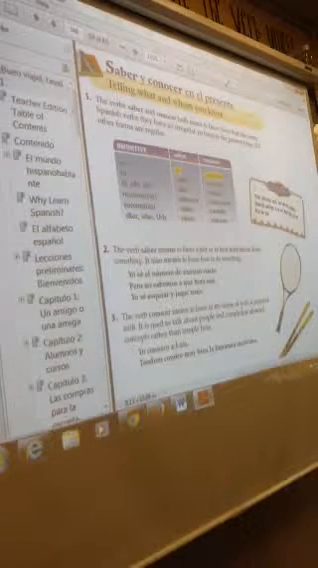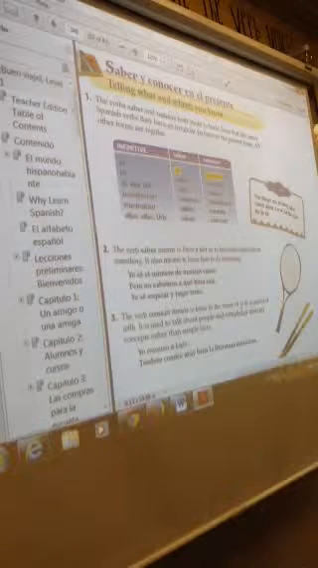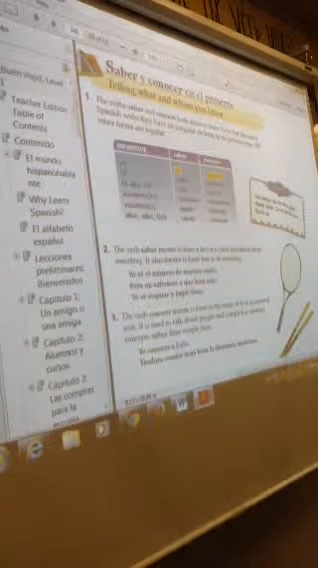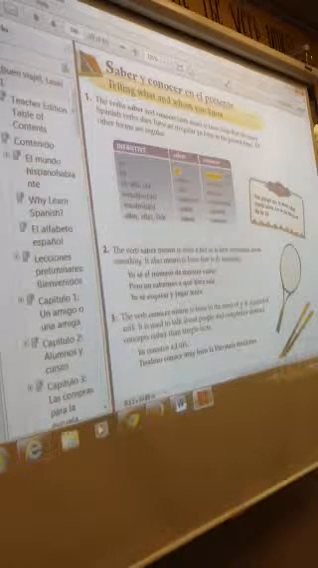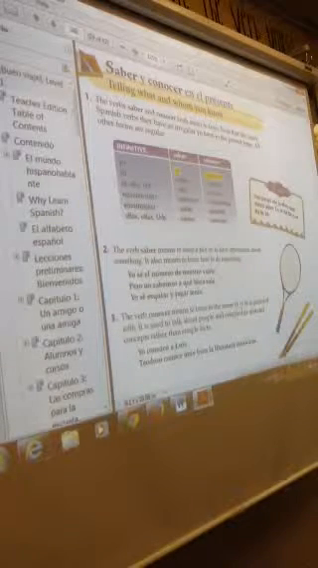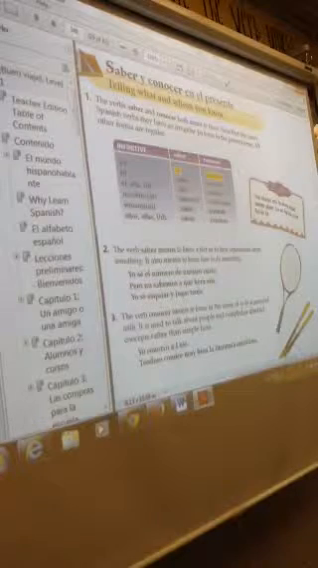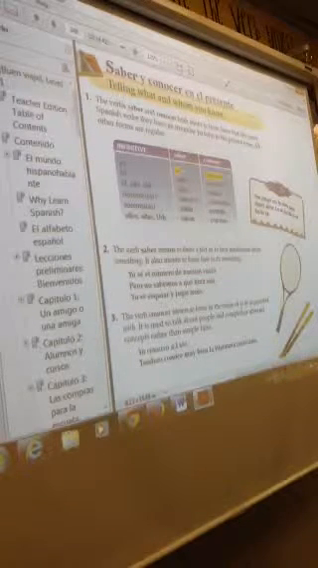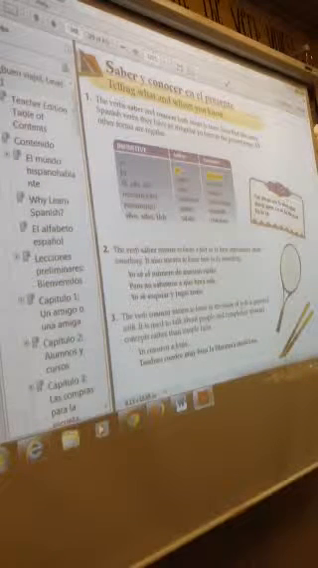Saber and conocer are both verbs to know. So you can know different things, and there's two different verbs in Spanish. Now, last chapter we did ser and estar, and this time it won't be as big a distinction as it was last time. Ser and estar, you have lots of different reasons. Here you just have two different meanings. So, two different things that you're working with.